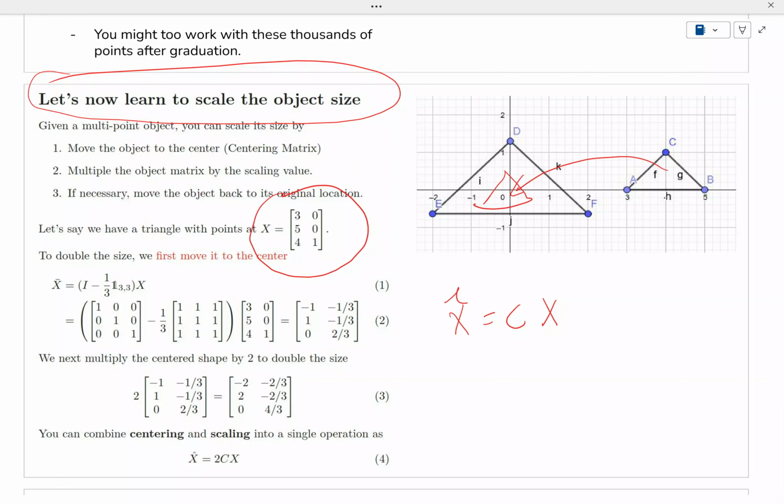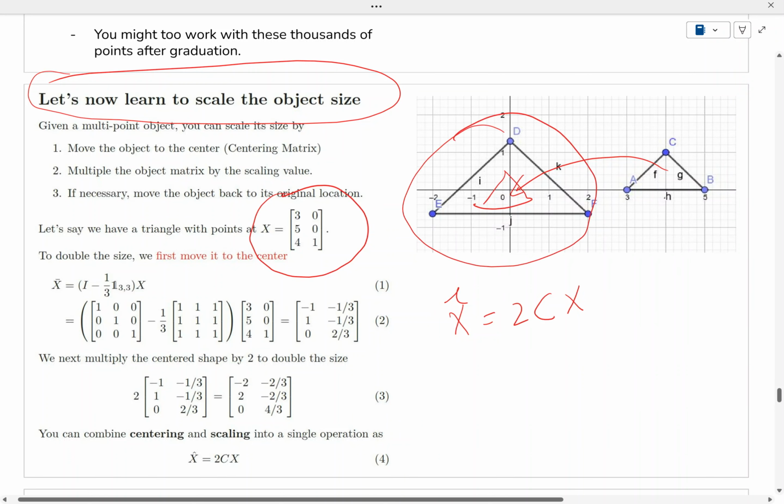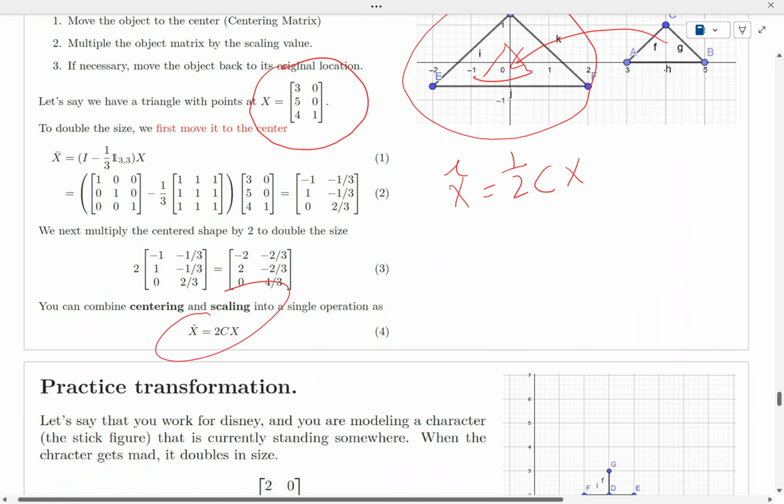You want it twice as big. Then you simply multiply 2 by this. Or you can do move it to the center times 2. So you will essentially move it to the center and expand the size by 2. Of course, instead of 2, if it's 1/2, it means you're shrinking it. So you can make an object bigger or make the object smaller accordingly. Okay, I wrote that right here.